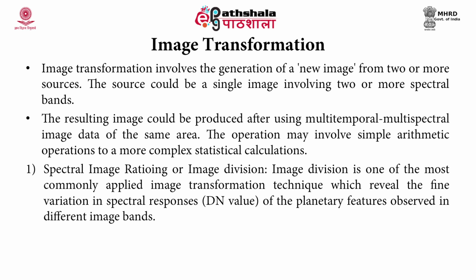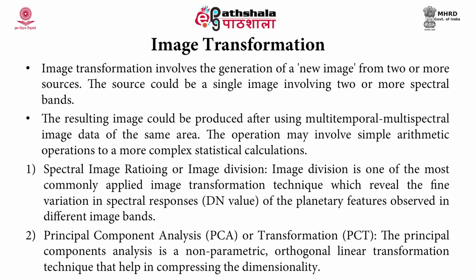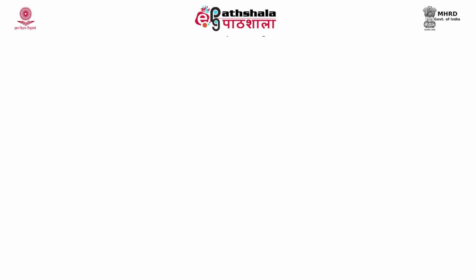For example, spectral image ratioing or image division. Image division is one of the most commonly applied image transformation techniques, which reveals the fine variations in spectral responses of planetary features observed in different image bands. The second is principal component analysis or transformation. Principal component analysis is a non-parametric orthogonal linear transformation technique that helps in compressing the dimensionality.